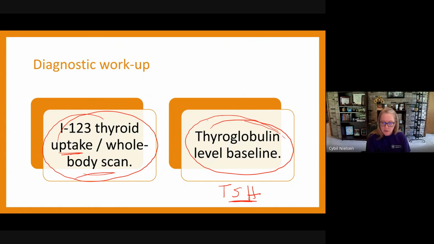Thyroglobulin is the protein in the thyroid that carries and makes the thyroid hormone. So thyroglobulin should only be in the thyroid. If the patient has thyroid cancer that has spread outside of the thyroid, then the thyroglobulin can spill into circulation, and that's what we're looking for. So if their thyroglobulin level goes up, it tells us their thyroid cancer has come back.